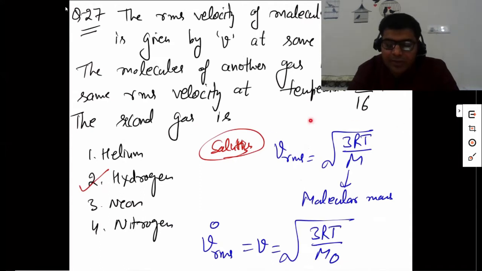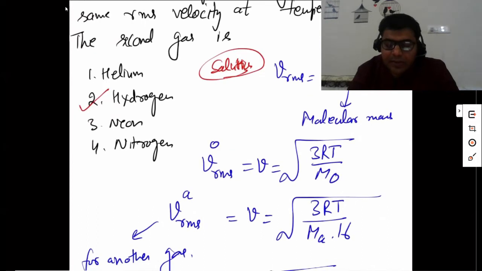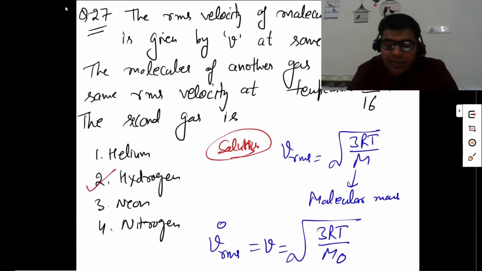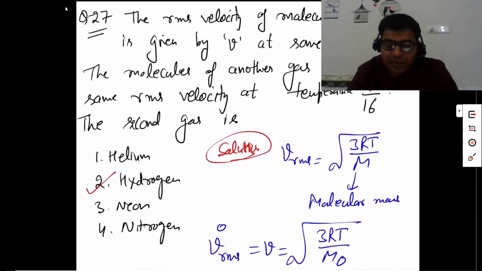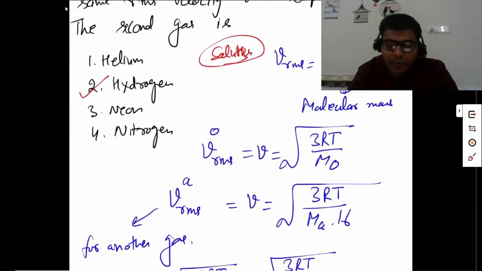So VRMS is given by the square root of 3RT by M, where R is the gas constant, T is the temperature, and M is the molecular mass of the gas. In case of oxygen, the molecular mass, let me write as M sub O, is 32. And it is given in the question that at temperature T, the RMS velocity of the molecules of oxygen is V equal to the square root of 3RT by MO.